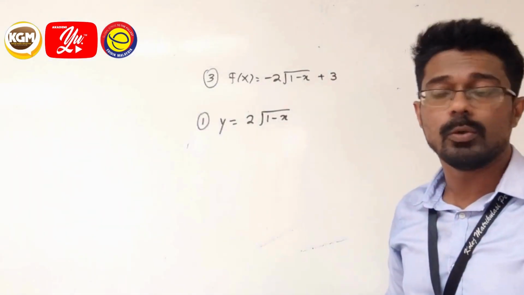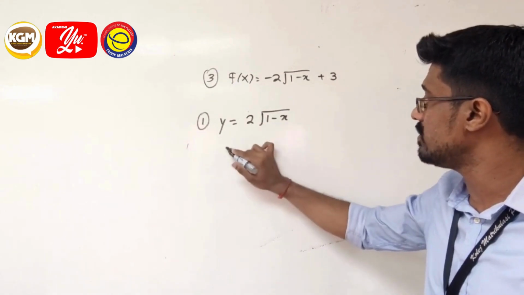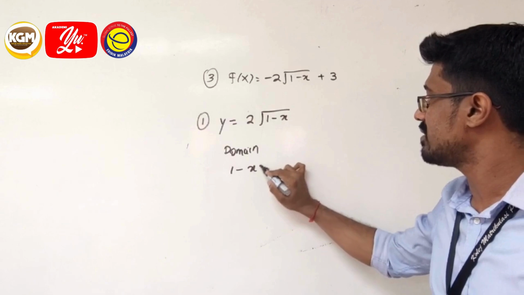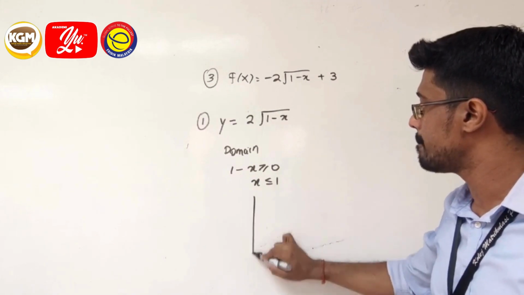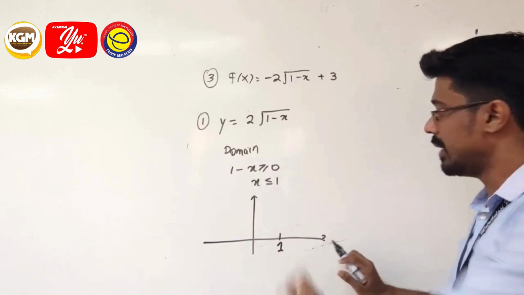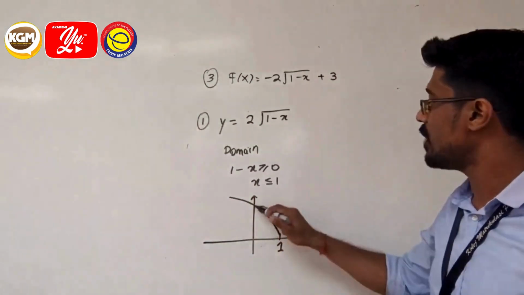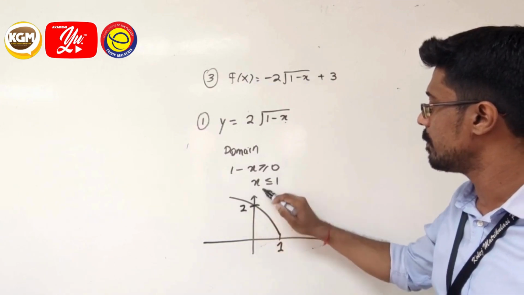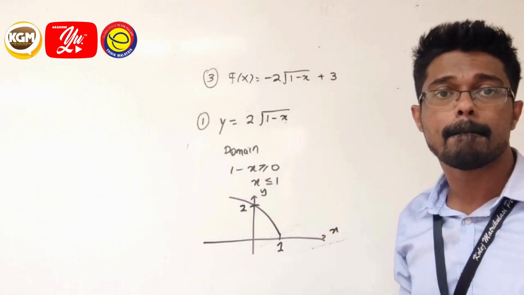As I mentioned to you, drawing this is not really a big deal. Find the domain. Domain is just 1 minus x greater than or equal to 0. You solve this, you're going to get x less than or equal to 1. So I'm going to mark 1. My graph is going to be on this side. I'm going to go like that. I can find my y-intercept. My y-intercept, x equals 0, is going to be 2. So I've already obtained the graph for number 1.